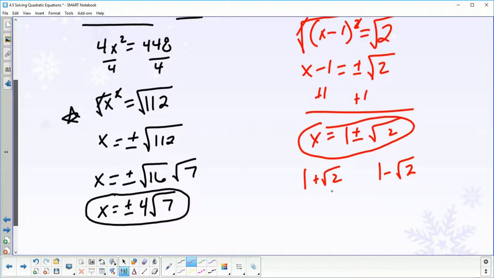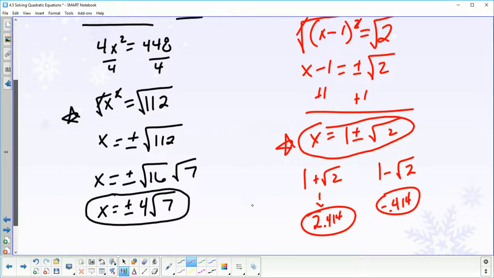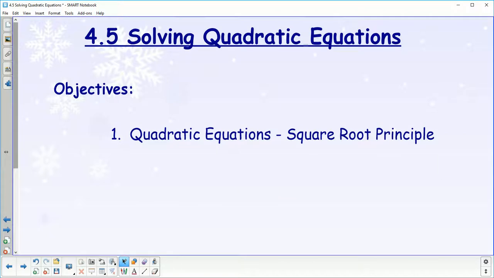If you were to put it in your calculator, you'd get the square root of 2 is like 1.414 or something like that. So this could actually simplify to be 2.414. And for this one where we do minus, we get negative 0.414. So if you put it in your calculator and got decimals, you'd get those two answers. But really it's better for us to leave it just like that. And that is really it.